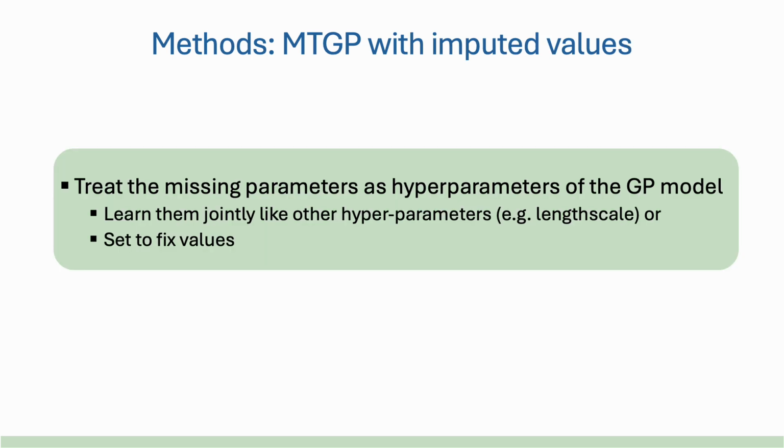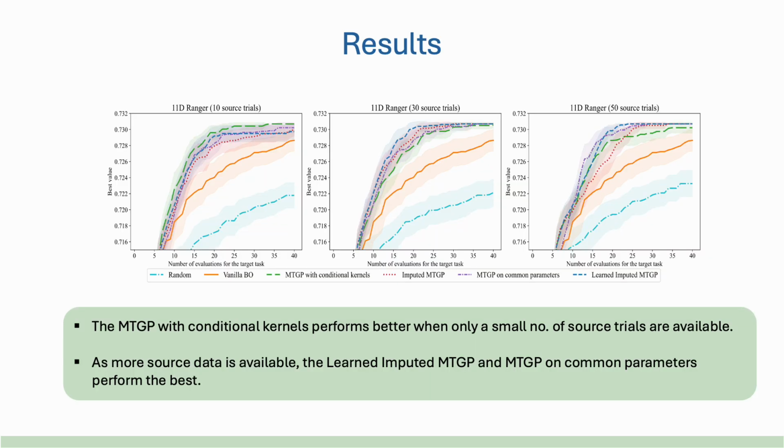In the second method, we study an approach that treats each missing parameter in any task as an additional hyperparameter in the MTGP model. And then these missing parameters can either be learned jointly with other GP hyperparameters like length scale or set to some expert-chosen fixed value. And this is motivated by hyperparameter tuning applications where missing parameters represent settings that have not been tuned in the experiment. We evaluate both the methods on both synthetic and hyperparameter tuning benchmarks.